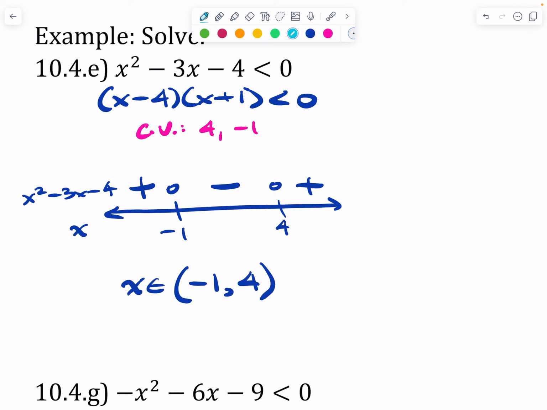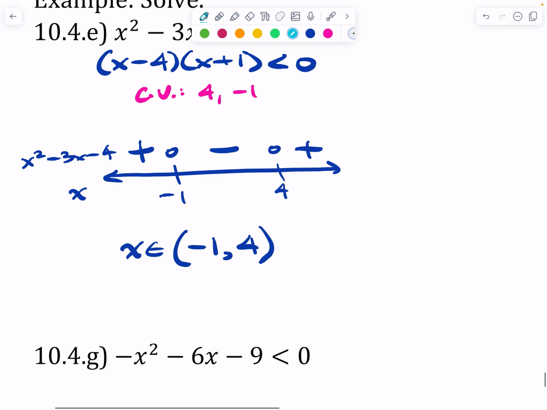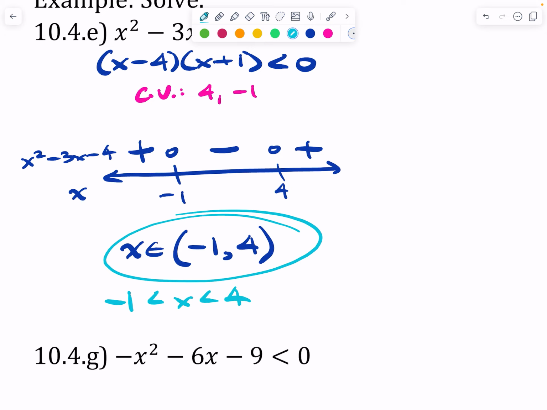If you prefer more of an inequality notation, we could also say that x is somewhere between negative 1 and 4. I'm personally a fan of interval notation, but to each their own. Follow your heart.